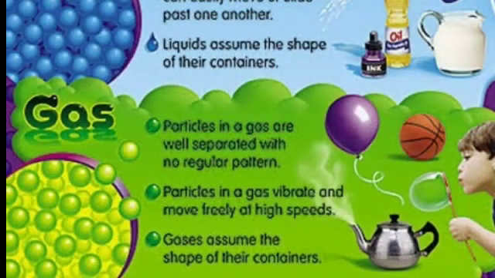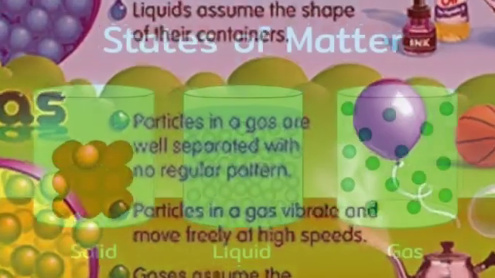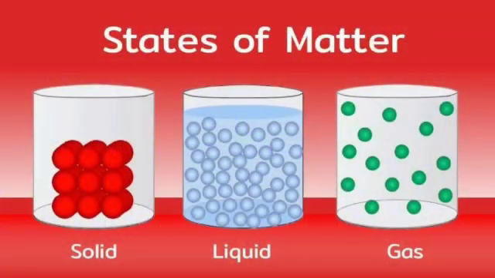The particles or molecules present in a gas are well separated and they do not have any regular pattern. So there is more space between the molecules in a gas, and the force between the molecules is also very less. When we heat a gas, the particles will vibrate and can move away at high speeds. So that is why gases assume the shape of their containers, and gases do not have a fixed shape. They do not have a fixed volume.